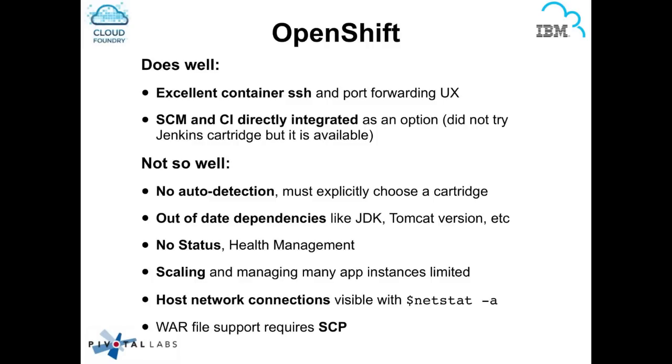A lot of things were out of date. It defaulted to Java 6, for example. The versions of things were old. I found it hard and confusing to choose which cartridge to use because, unlike Cloud Foundry, which does auto detection, you have to be explicit about what cartridge you want the platform to run. And there's a lot of options to choose from, even within the Java ecosystem between Tomcat, this version of Tomcat, that version of Tomcat, JBoss 6, Wildfly, JBoss 7. So choosing the right one became kind of overwhelming and a little confusing.